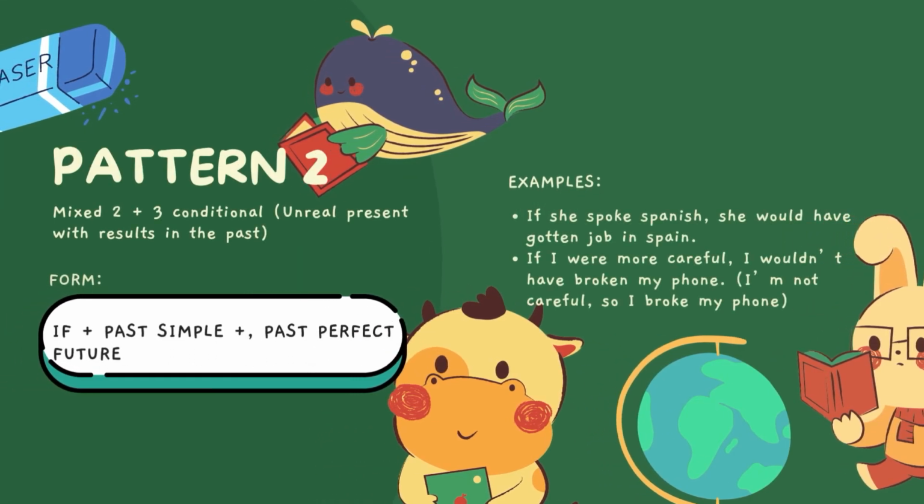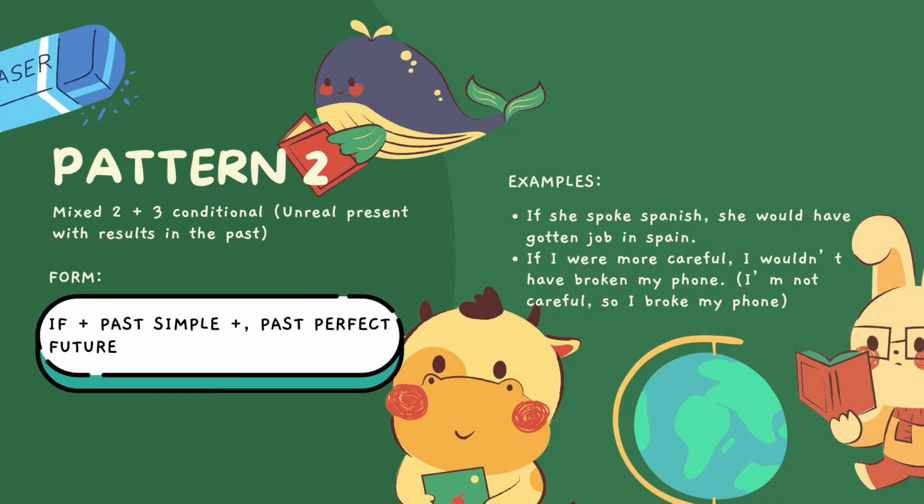Pattern 2 is mixed second plus third conditional, which expresses an unreal present with the result in the past. This type of sentence is used to show how a current or ongoing situation could have affected a past situation differently if it were true. The formula is if plus past simple plus past perfect future. The example is if she spoke Spanish, she would have gotten a job in Spain.